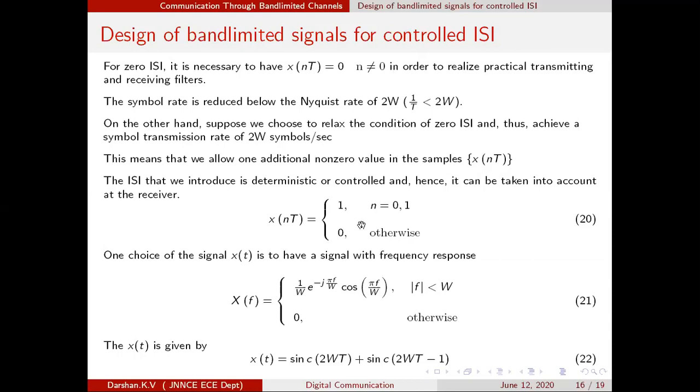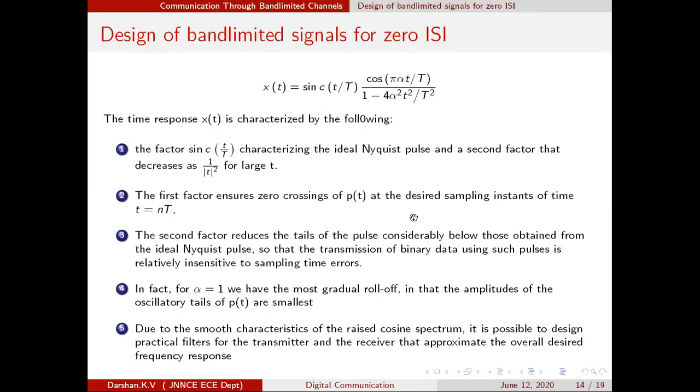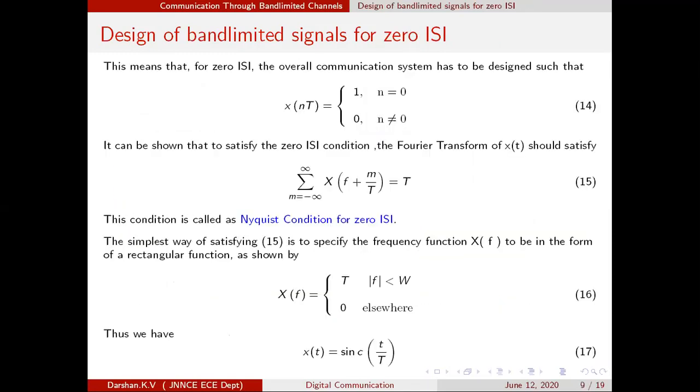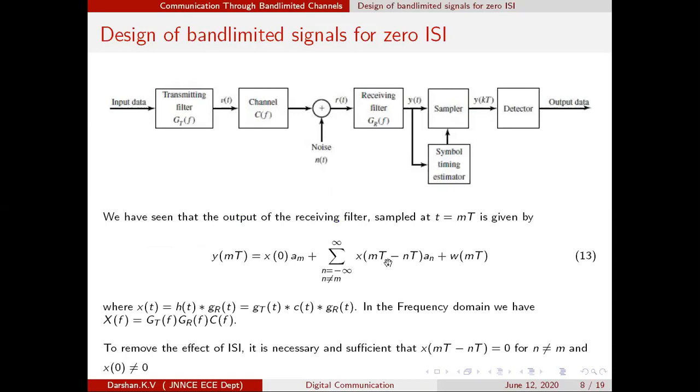Now, how to analyze that? See over here, you observe equation number 20 and compare that with the Nyquist criteria. You have learnt the Nyquist criteria, which was told for 0 ISI. Let me go through the Nyquist criteria very quickly. This was the Nyquist criteria for achieving 0 ISI. How should the samples of x of t be? At n equal to 0, you have 1, and at all other values, you have 0. This will achieve 0 ISI as per equation number 13.